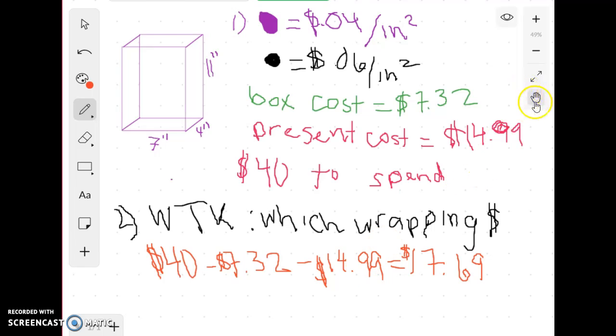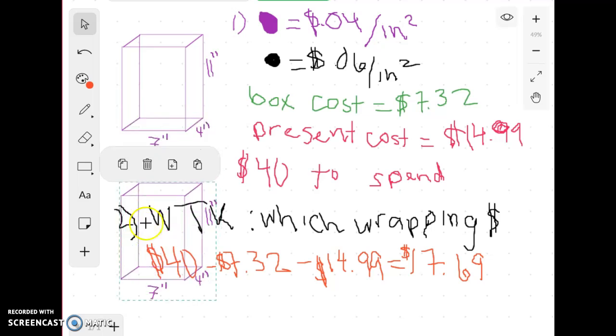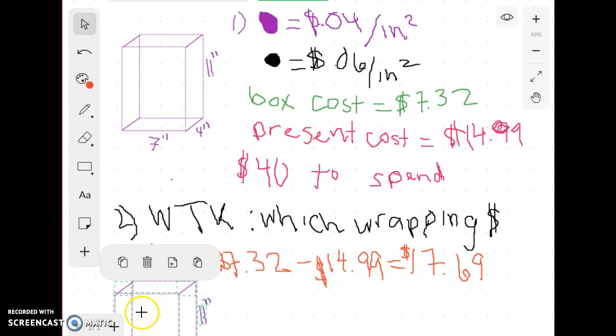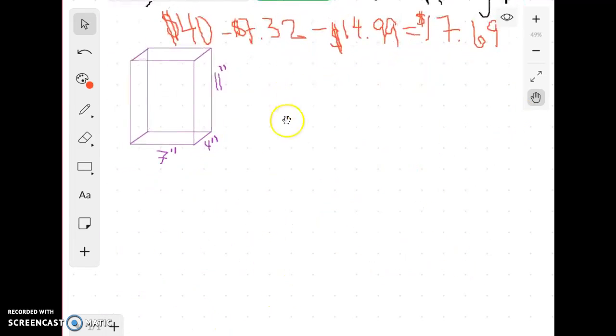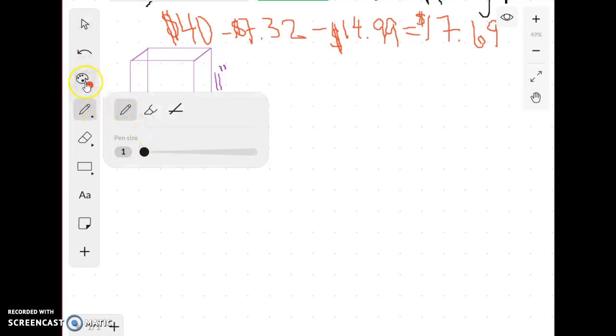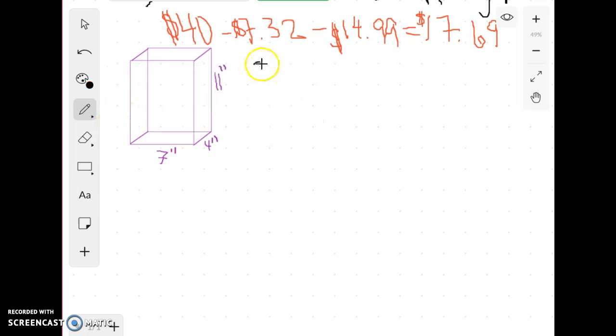Perfect. So let's scroll down a little bit. Actually, before we do that, I'm going to copy and paste this box because I think we are going to run out of some room and we're going to have to scroll down. So we'll put that box there and let's scroll down. Perfect. So we know we can spend $17.69 on wrapping paper. So step 3, we filter through our information and determine what information is relevant to what we are trying to find. So basically, all we're doing here is finding what information will be helpful in determining what wrapping paper we can afford. So let's take a peek back at this.